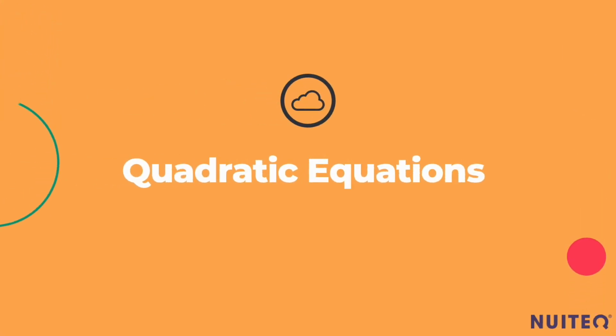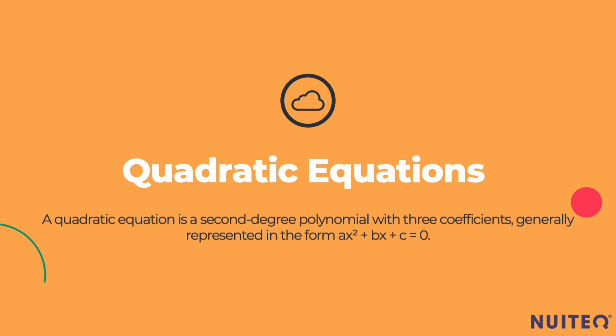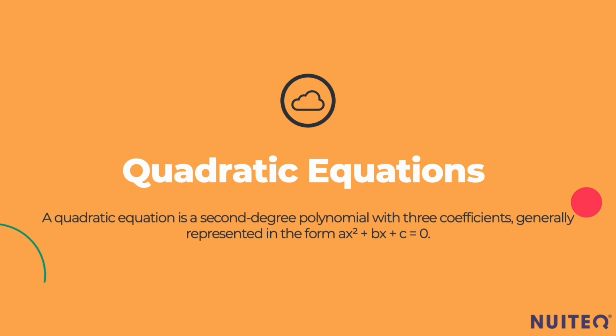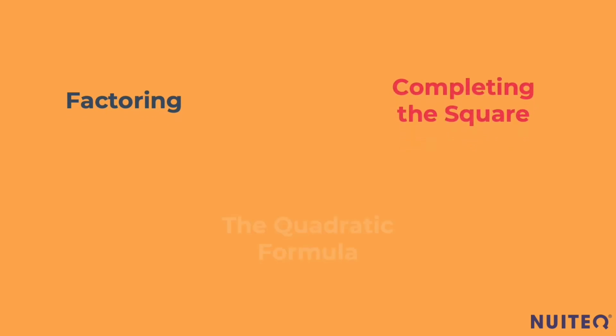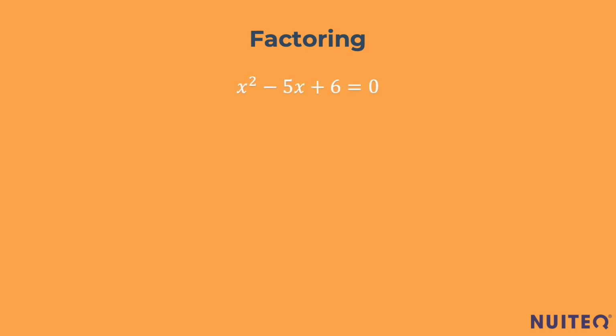Now, let's step up the game and talk about quadratic equations. A quadratic equation is a second-degree polynomial with three coefficients, generally represented in the form ax squared plus bx plus c equals 0. There are different methods to solve these equations such as factoring, completing the square, and using the quadratic formula. For instance, let's solve x squared minus 5x plus 6 is equal to 0.